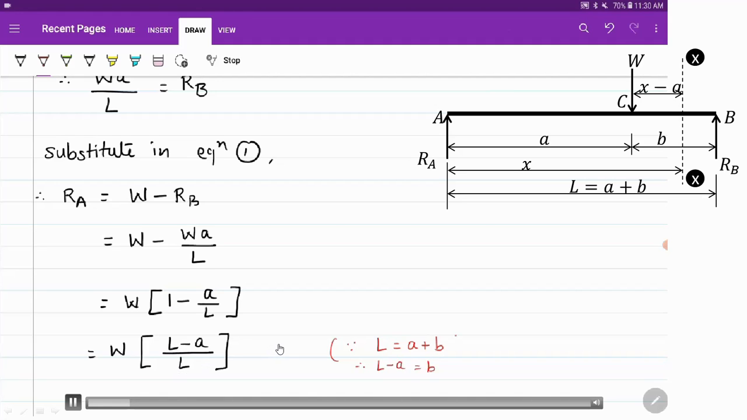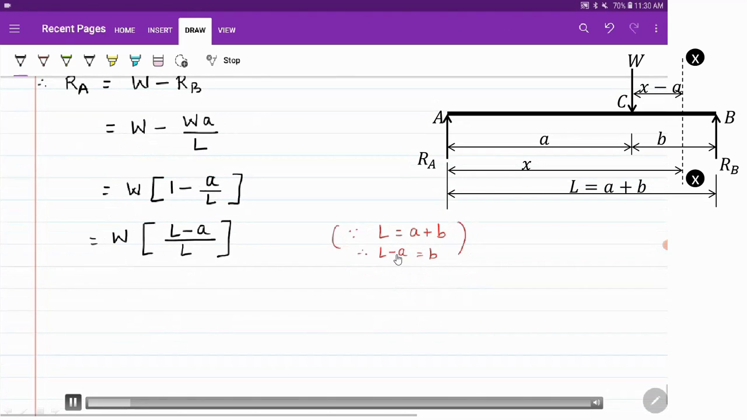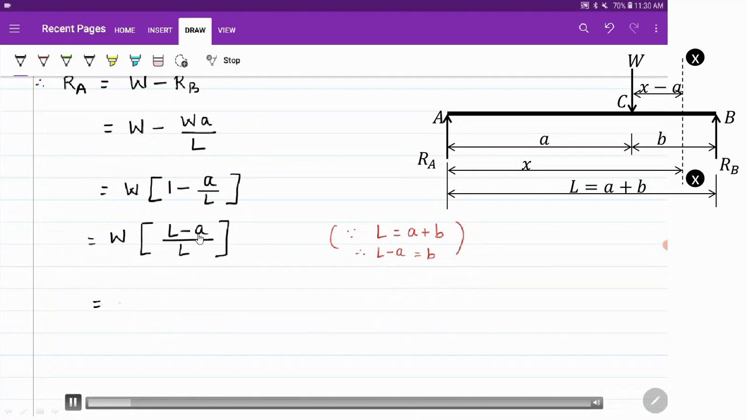Now we know that L is equal to a plus b, so transfer this a on this side, so L minus a will be equal to b. So in place of L minus a, we can easily substitute the value of b, so it is Wb upon L. So in this way we have calculated the reactions RA and RB. So RA is Wb by L, and RB is Wa by L. So these are the values of support reactions or beam reactions.